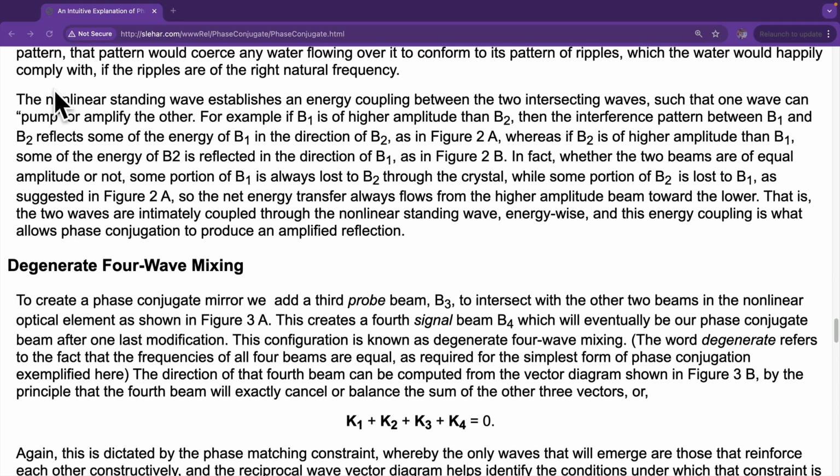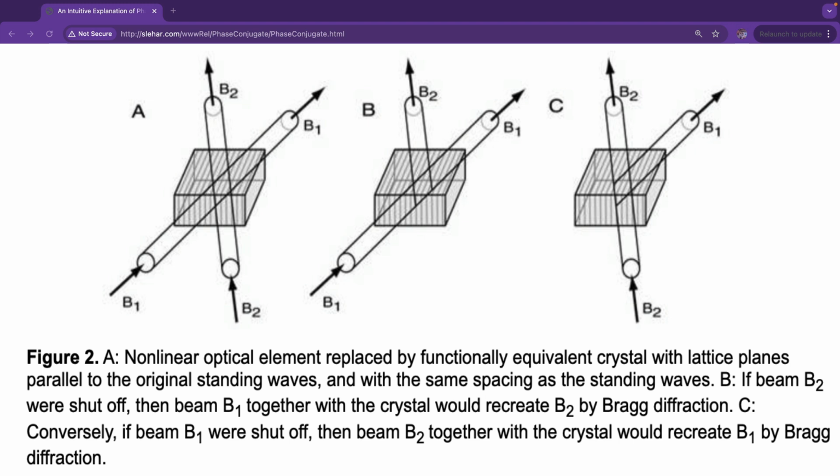The nonlinear standing wave establishes an energy coupling between the two intersecting waves, such that one wave can pump or amplify the other. For example, if B1 is of higher amplitude than B2, then the interference pattern between B1 and B2 reflects some of the energy of B1 in the direction of B2, as in Figure 2a. Whereas if B2 is of higher amplitude than B1, some of the energy of B2 is reflected in the direction of B1, as suggested in Figure 2b.